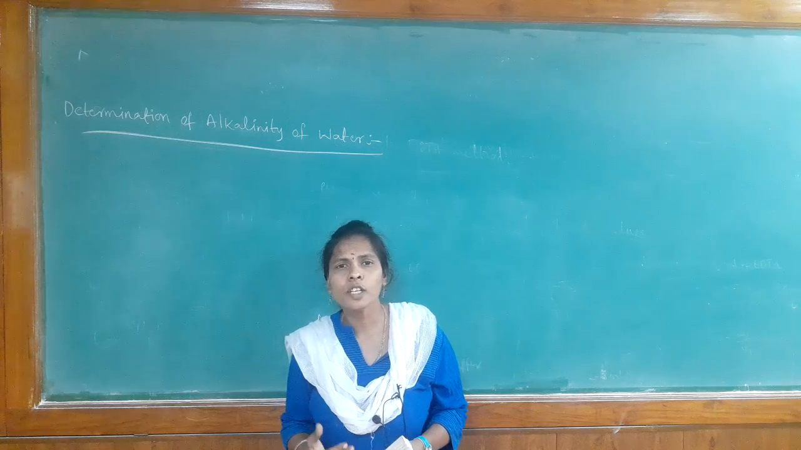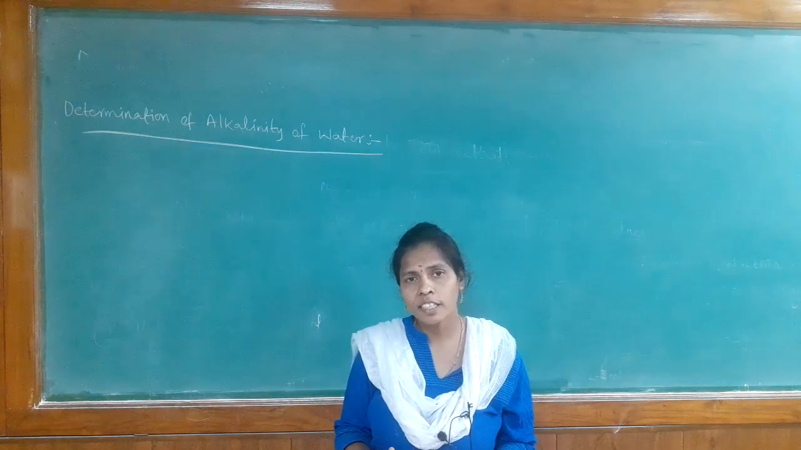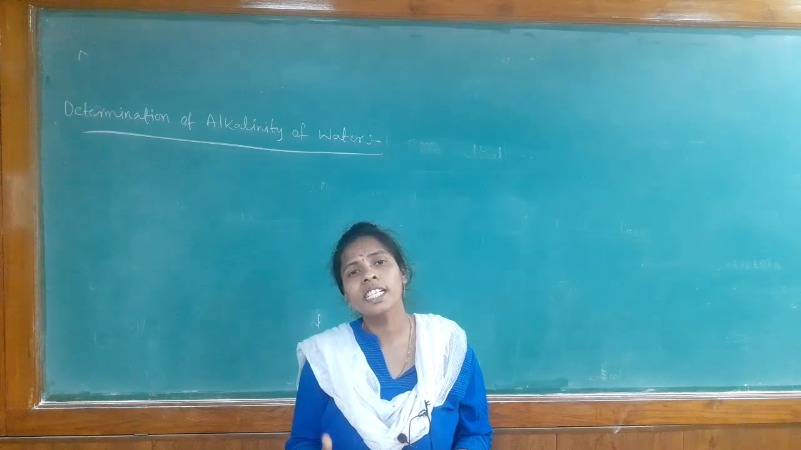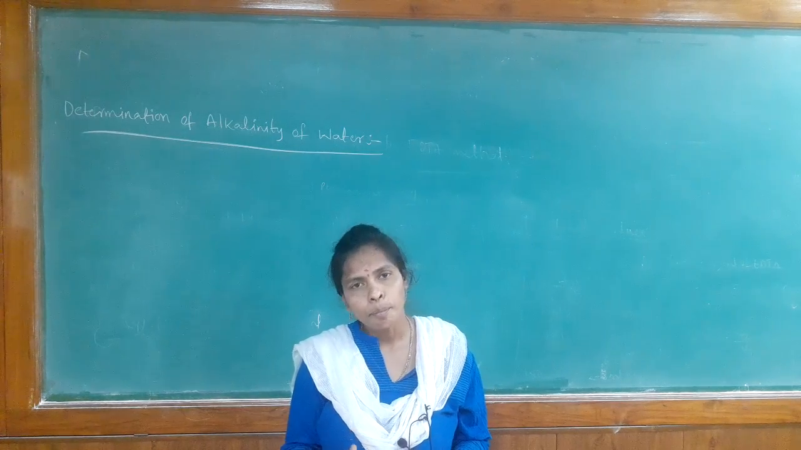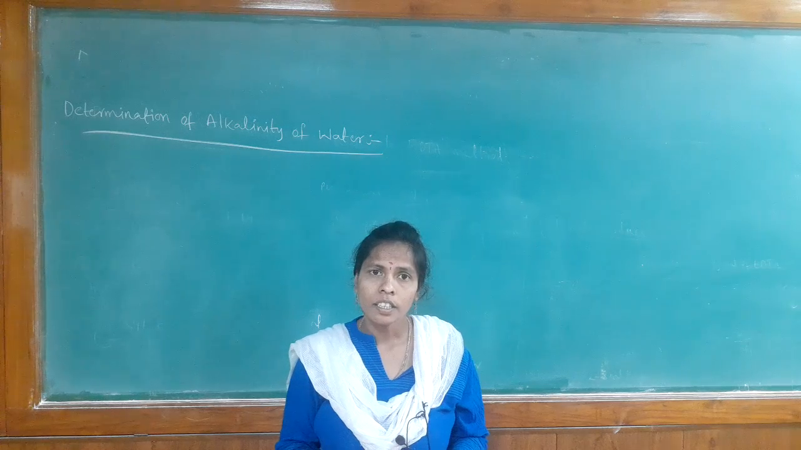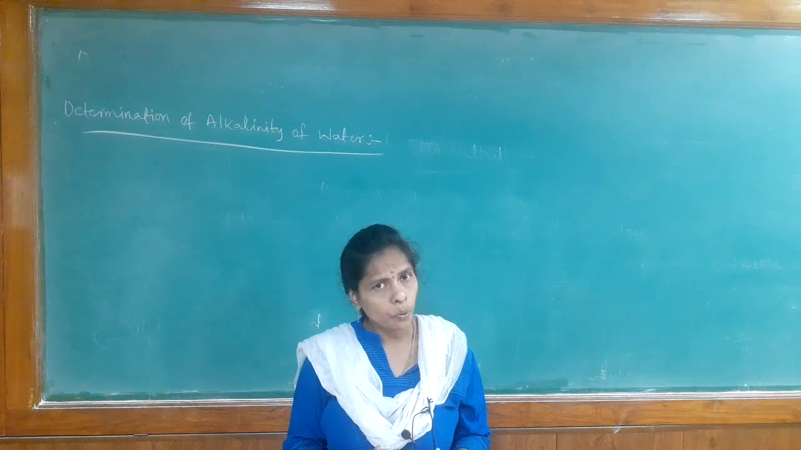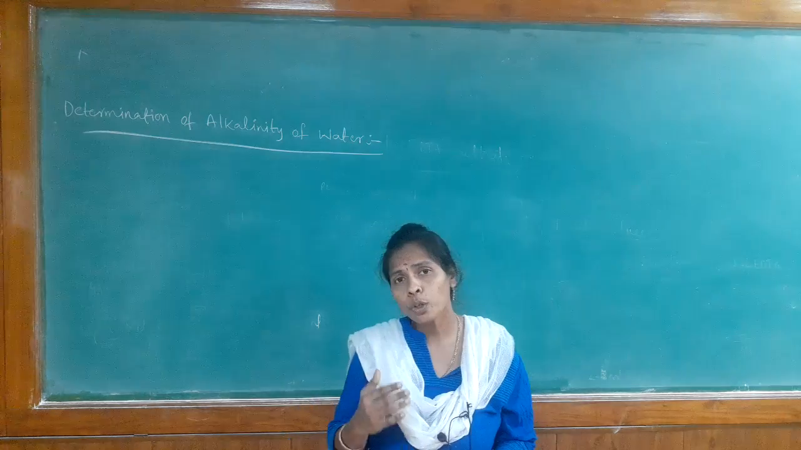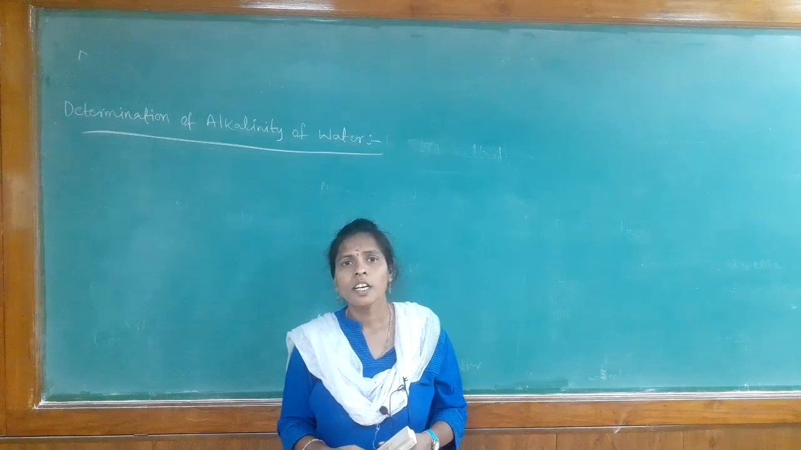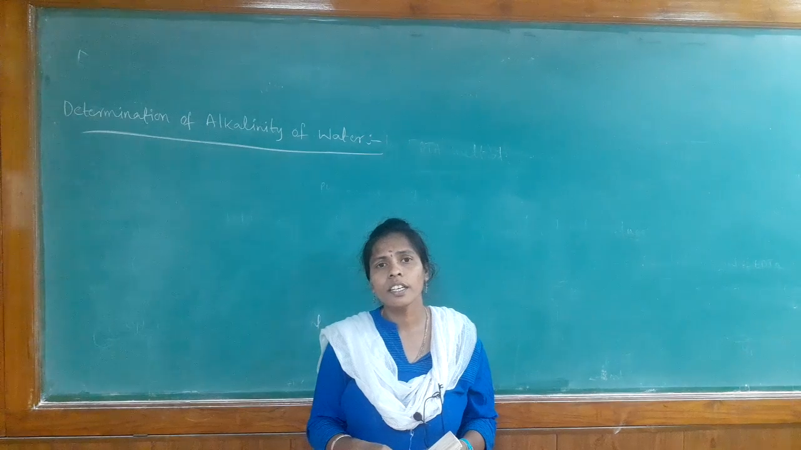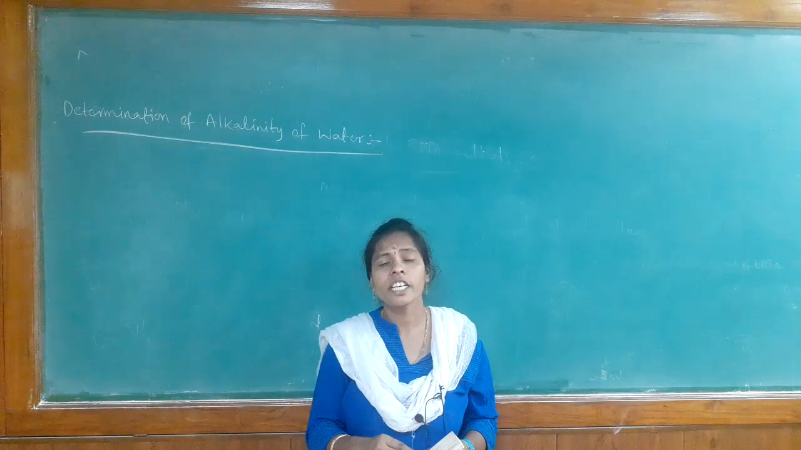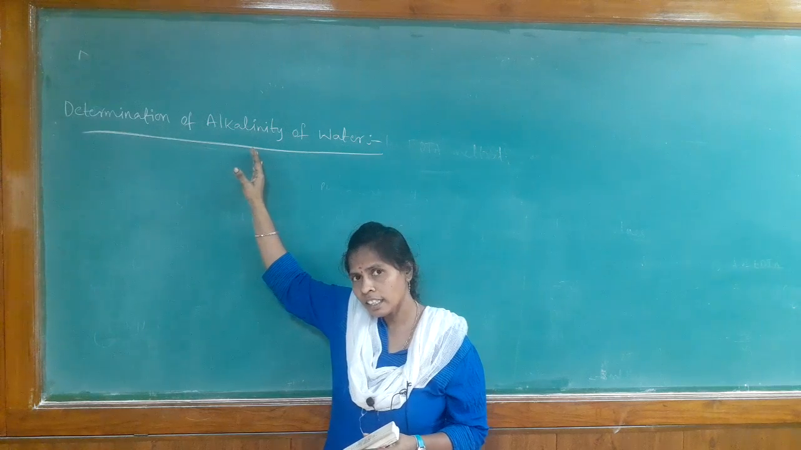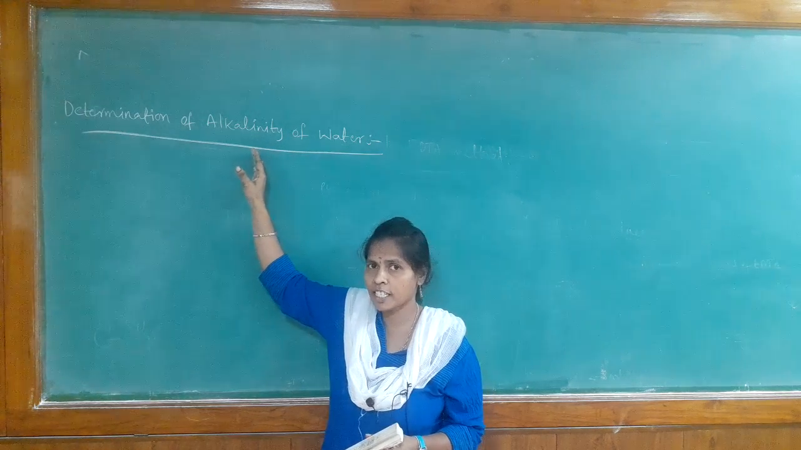Let us see what is meant by a base. A base is a solution whose pH value is more than 7, or a solution which contains OH minus ions is called a base. But not only OH minus ions, some remaining ions are also causing basicity to the water sample. So, what is meant by alkalinity? Alkalinity is simply basicity.